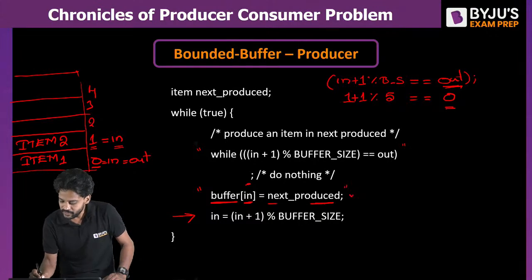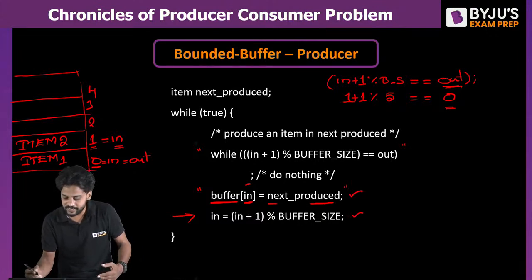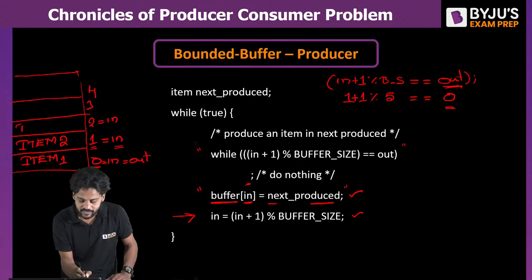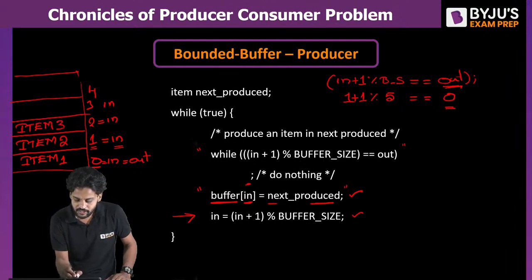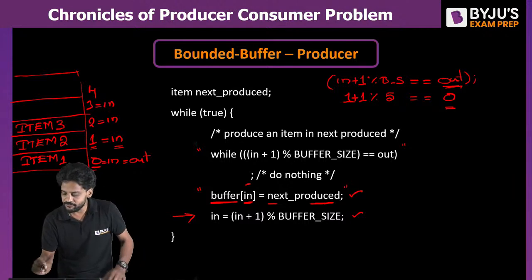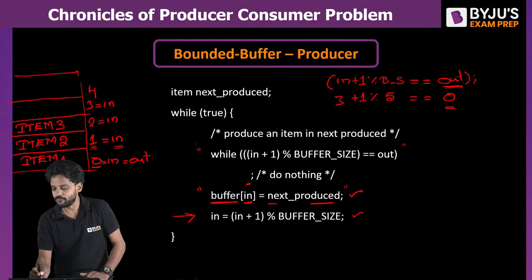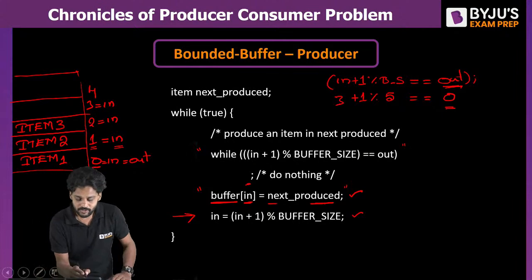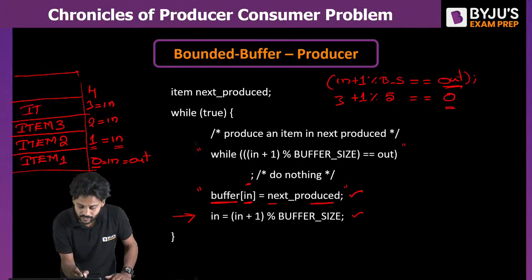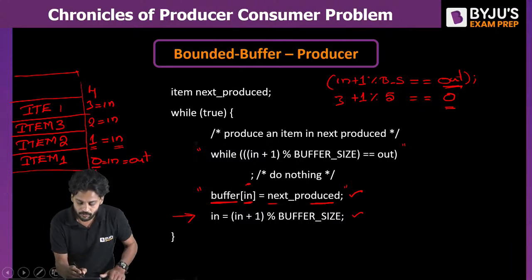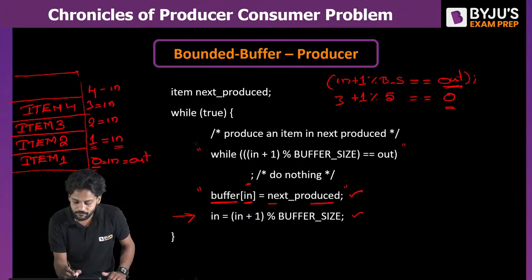Right after addition of the item to the buffer, in will get incremented. In will become 2. Then obviously here also one more item will get added since the condition fails. Item 3 will get added, right after which in will be equal to 3. Now again, even if you check the condition, in is equal to 3, plus 1 mod buffer size 5 is equal to 4, but not equal to 0. So he will be able to produce one more item. Item 4 will get added into the buffer, right after which finally in will come to 4.